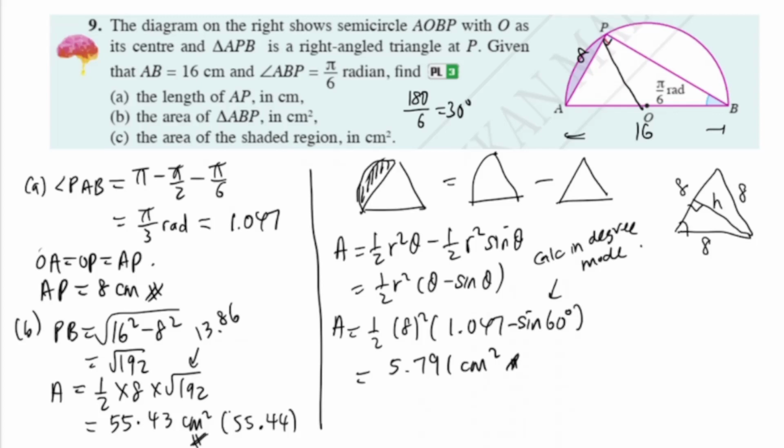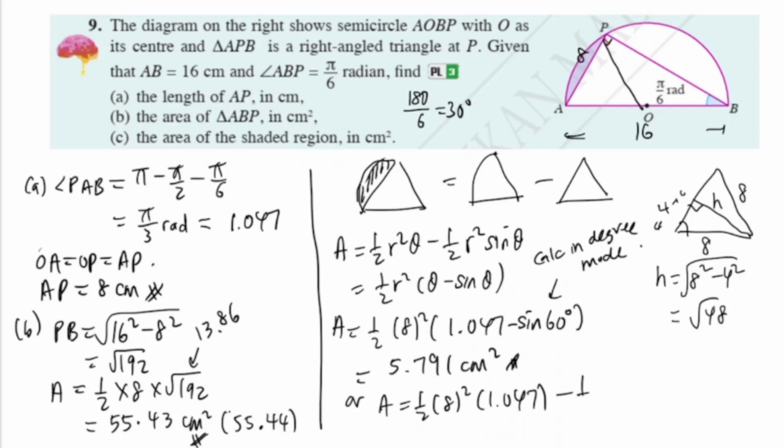So they use Pythagoras. They say, okay, half of 8 is 4, so I just drop off the 8. We find the height of your triangle, which is the square root of 8 squared minus 4 squared. This will give us the square root of 48. Then you use area as half r squared theta minus half times base. Your base is now 8, the whole thing. This one is your base, 8, and your height, square root 48. I think you get the same answer, 5.791. Okay?